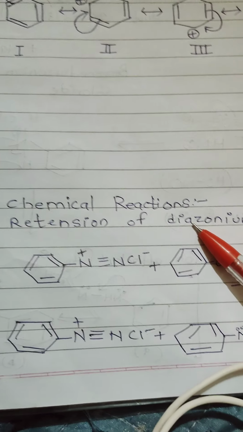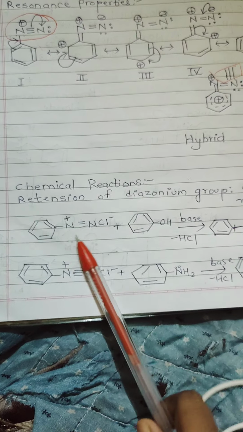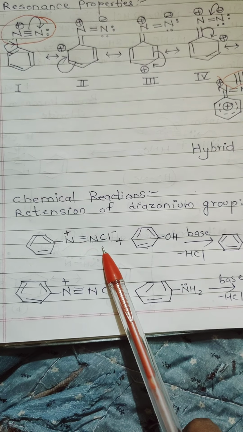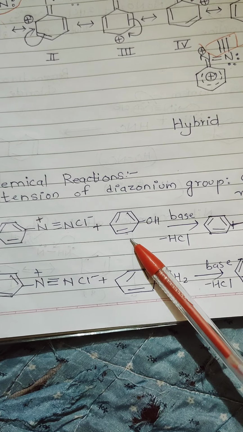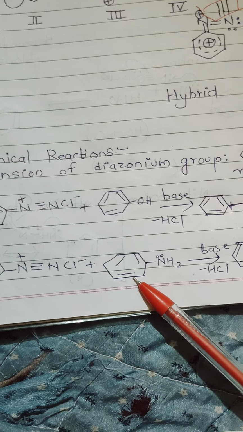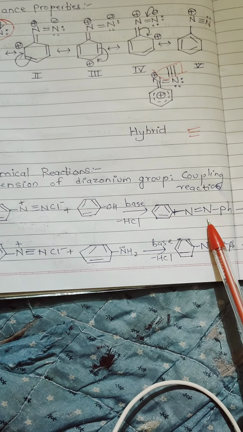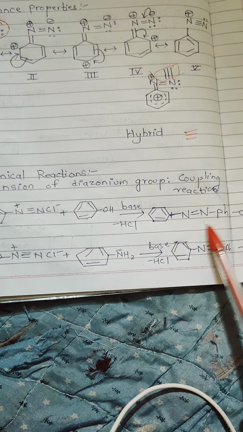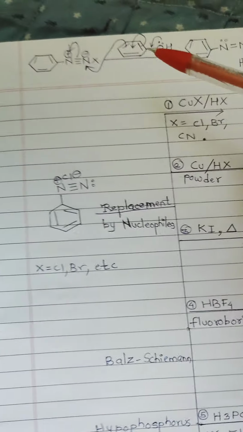Next we'll see the chemical reactions. First is the retention of the diazonium group, or the reaction of diazonium chloride with electron donating groups like phenol and aniline, where OH and NH2 are present on the aromatic ring. This highly electron donating group, in the presence of a base, gives a coupling reaction with the evolution of HCl. This is an electrophilic substitution reaction, which can be explained like this.